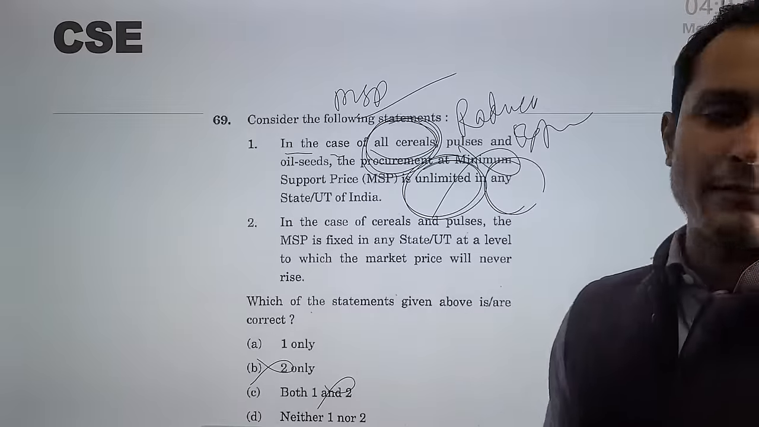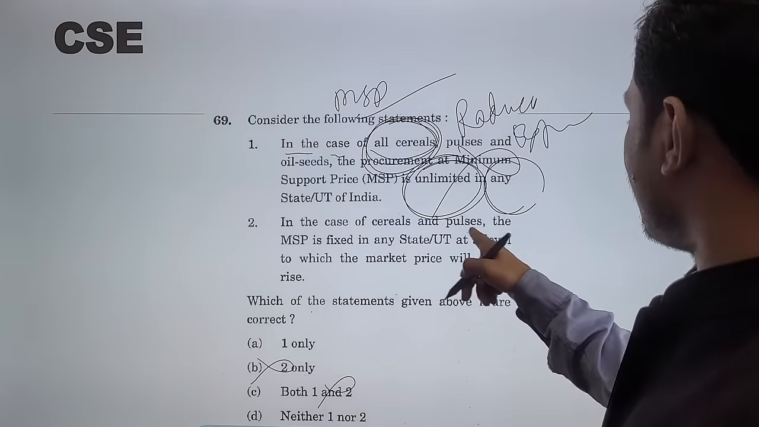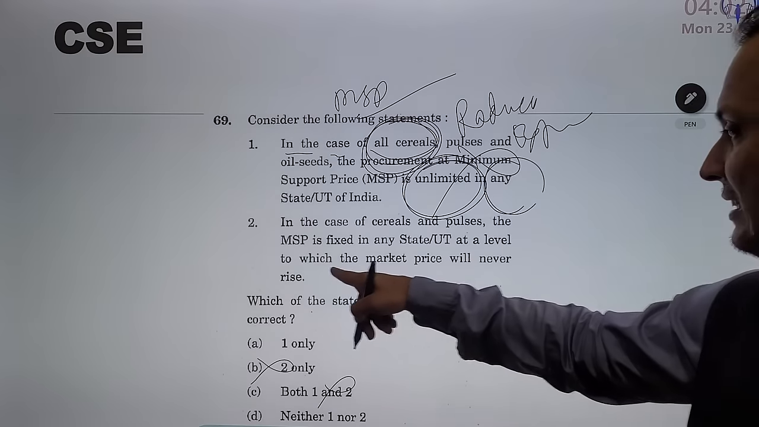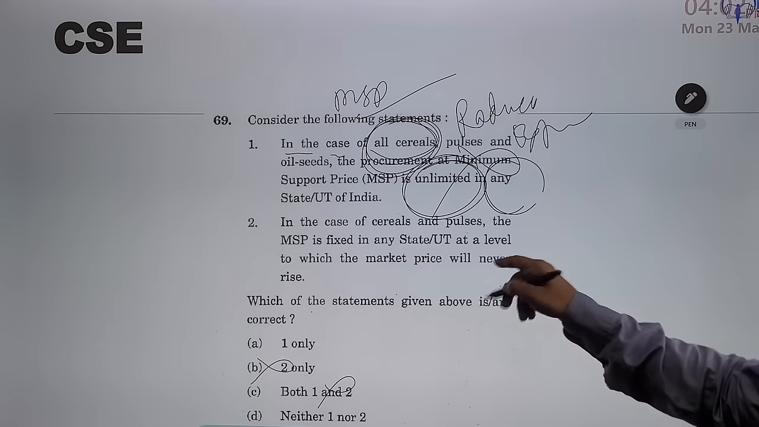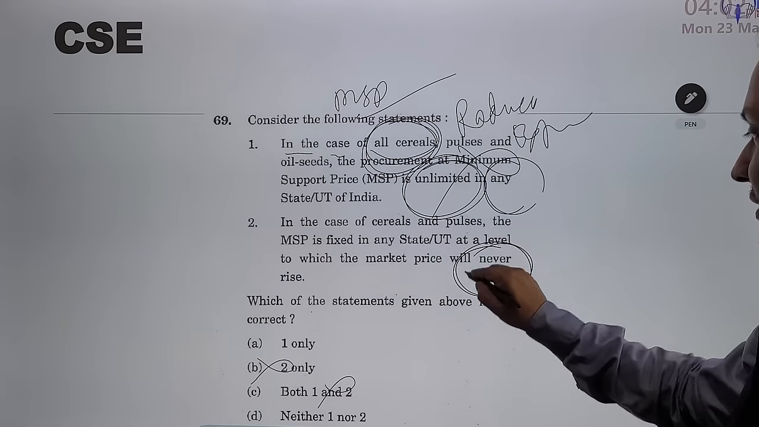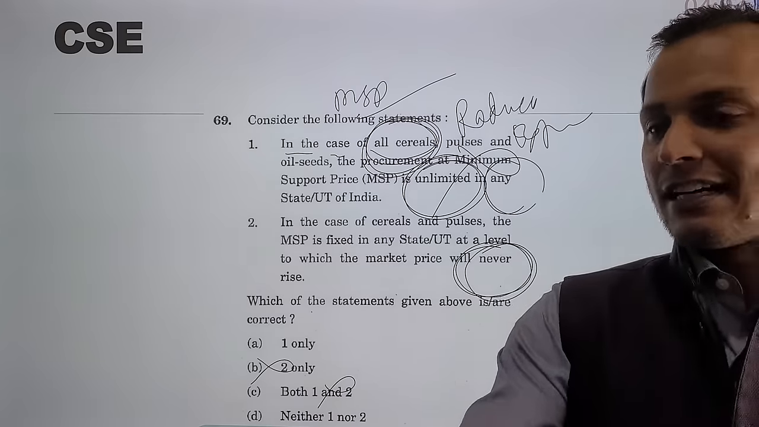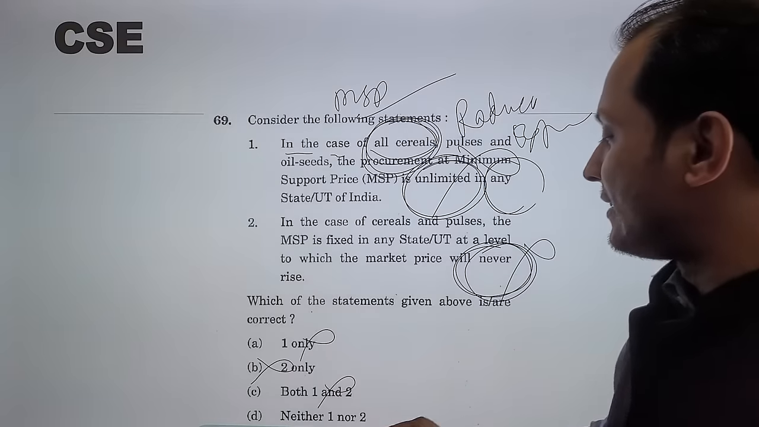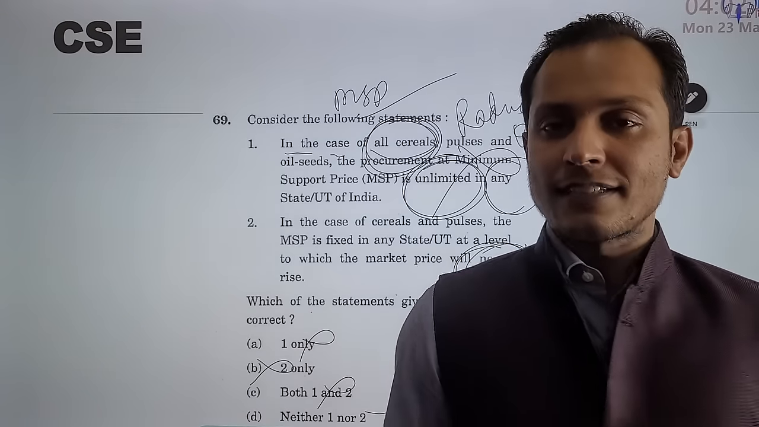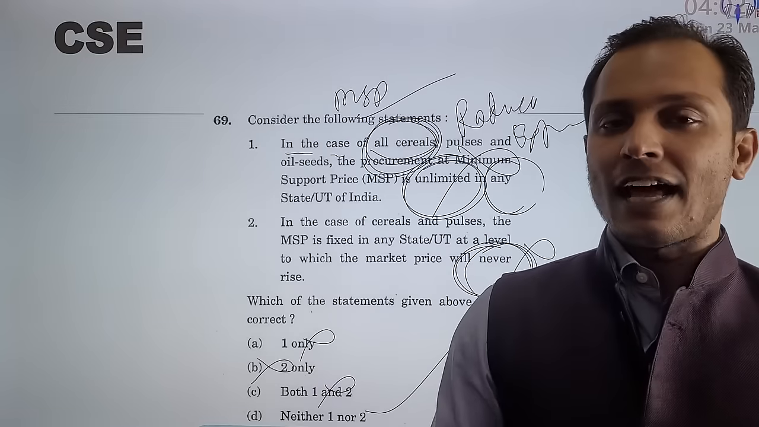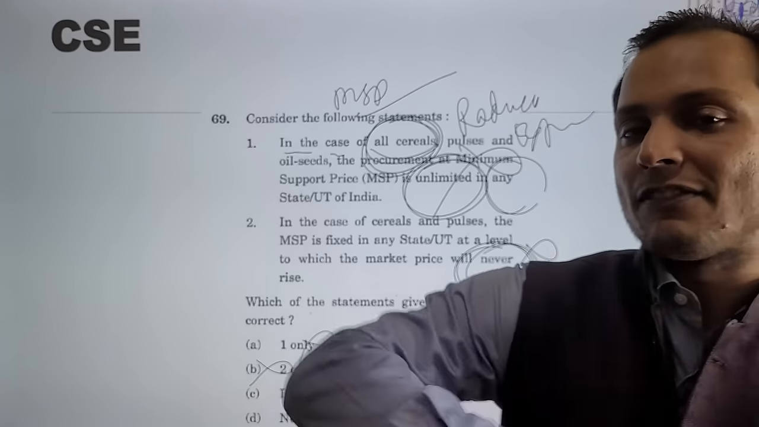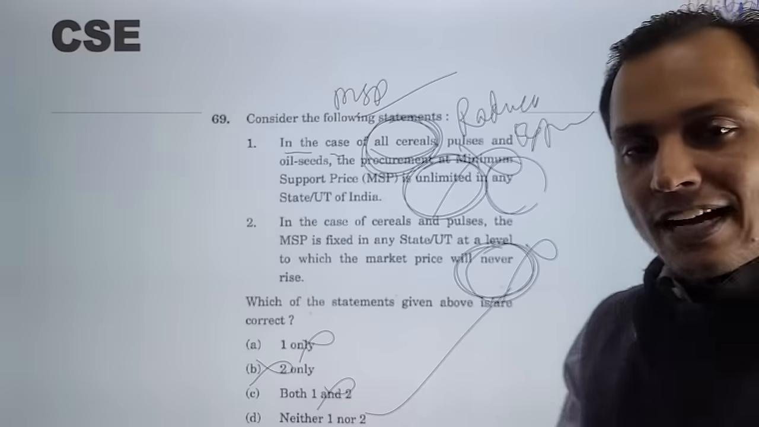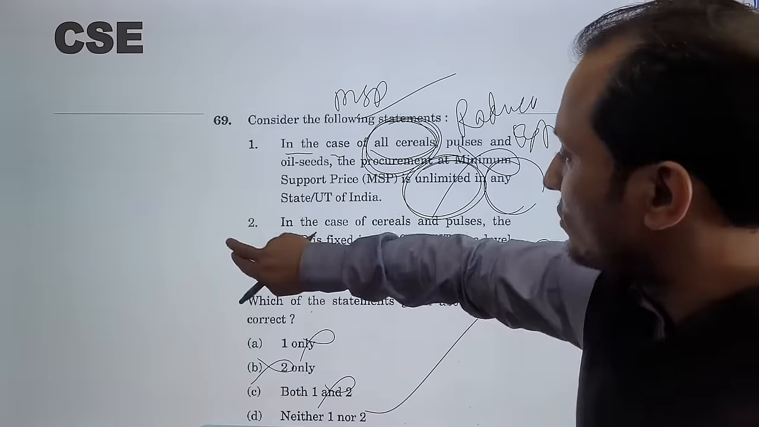Let us read the second statement. In the case of the cereals and the pulses, the MSP is fixed in any state at a level which the market will never rise, never, ever. It is again a radical word, eliminated, guys. Answer is D. How can it happen? Like the market prices will never be beyond MSP. This cannot happen. Then what is the logic? Okay, let us go to the next question, guys.